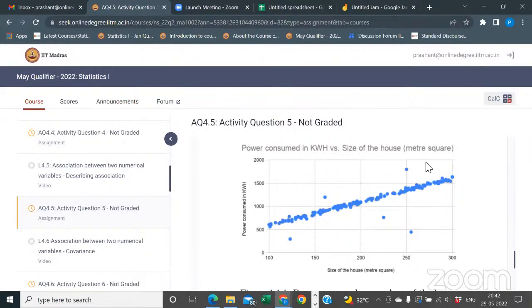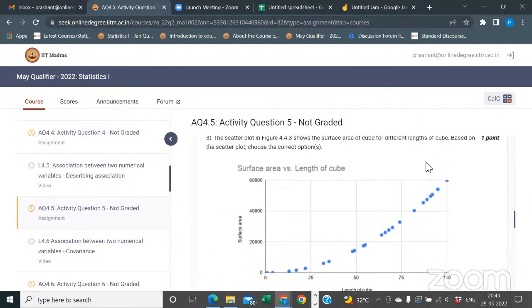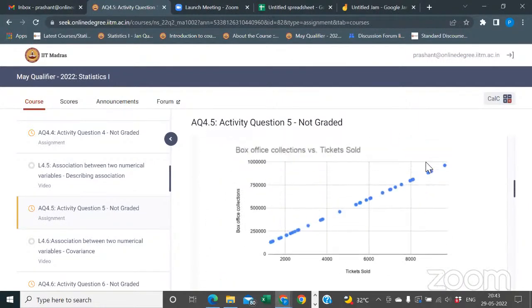Actually, outliers in a scatter plot are points that are farthest from the regression line. There are 2, 3, 4 points which are the farthest from the regression line, so these can be the outliers. In the previous one, there is no point farthest from the regression line, so there are no outliers.